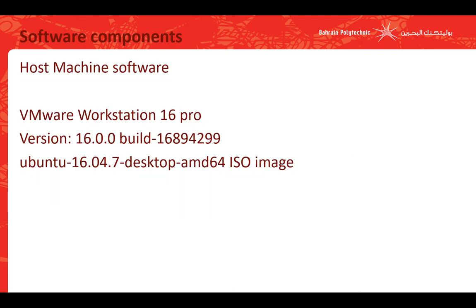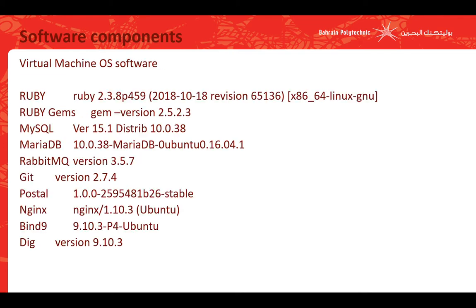Next we have software components for the host machine. I'm using VMware Workstation 16 Pro, version 16.0, and I'm using the ISO image of Ubuntu 16.04.7 desktop image. Next, we have software components for the virtual machine operating system. Those are the softwares that I used with their versions. We have 10 softwares here.